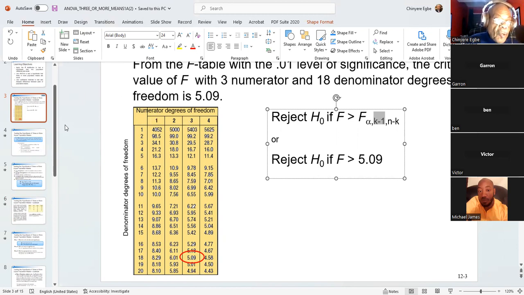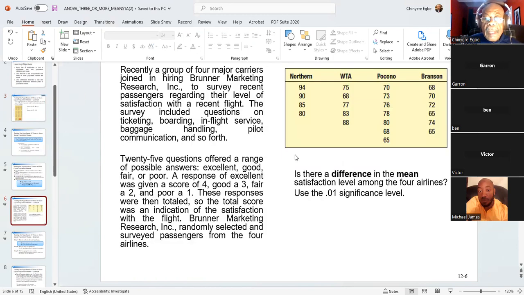Okay, so let's go back to the sample size. The numerator is the number of populations minus 1, right? How many populations do we have here? 1, 2, 3, 4. So 4 minus 1 is what? 3. So the numerator degrees of freedom will be 3.